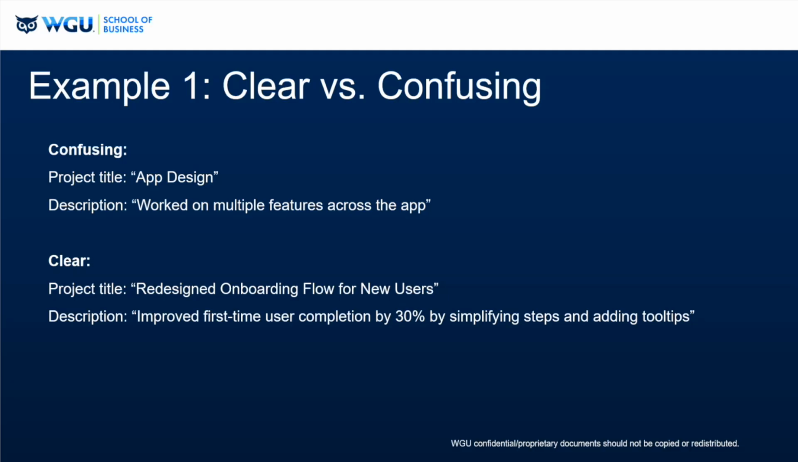So here is an example, confusing: a project title that just says "app design." That's it. Description says "worked on multiple features across the app." You have to put more. So here's a clear way to say that.